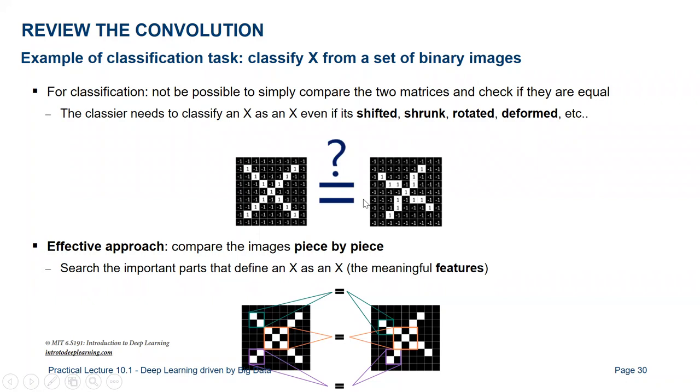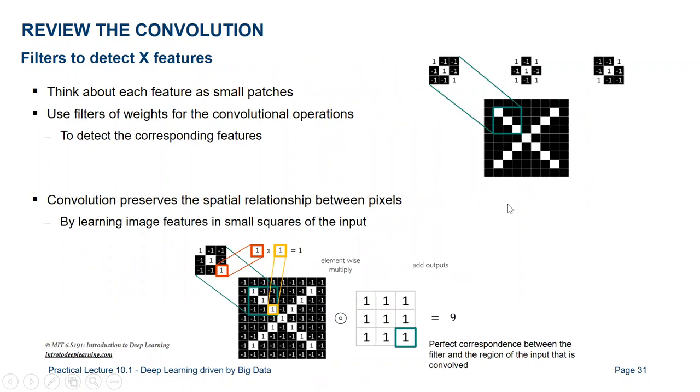So an effective approach is basically to compare the image piece by piece. Which means that you work locally and you try to identify meaningful features. This could be small, in this case you see 4 pixels or 3 times 3 pixels. It depends. You will have to decide that, but you work locally. And so basically, if you're able to identify the right parameters on your filter, then whenever you go over the particular feature that defines an X as an X, you will be able to get the match. So here you see this is the feature, the filter, and once it goes over this particular part, you get a perfect match.